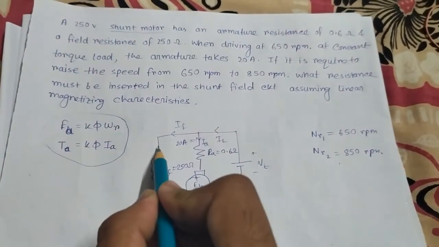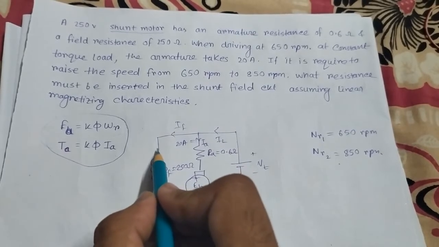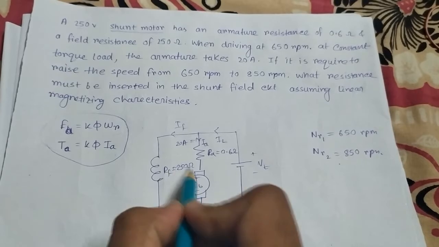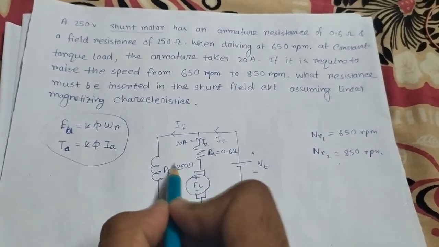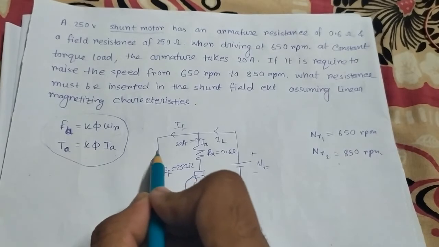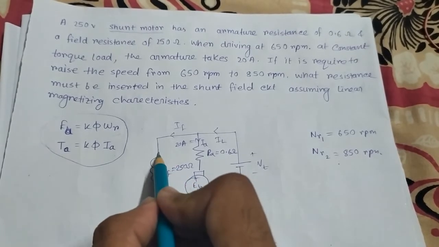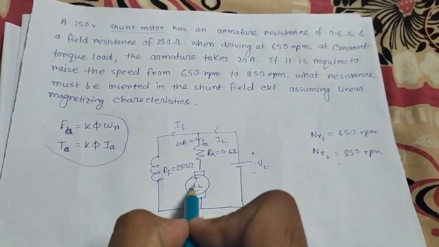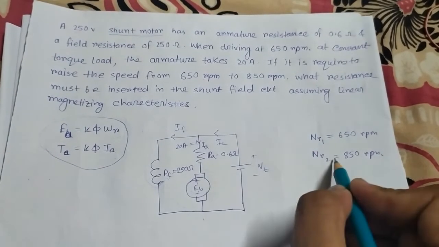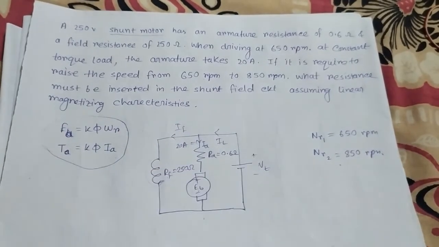The question asks what resistance should be added here that will make the EB difference. Actually this flux is producing the EB, right? So if we add some extra resistance here, that will cause some change in the EB, that means the back EMF induced here, and that will change the rotation, because EB is proportional to omega r, right?